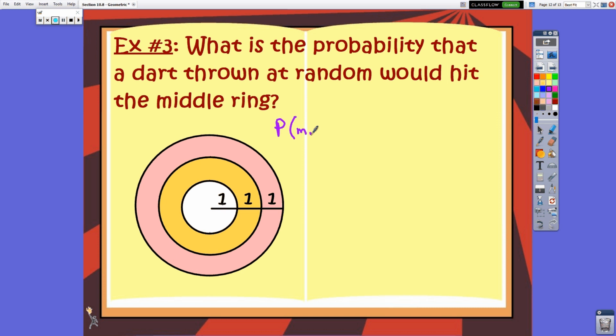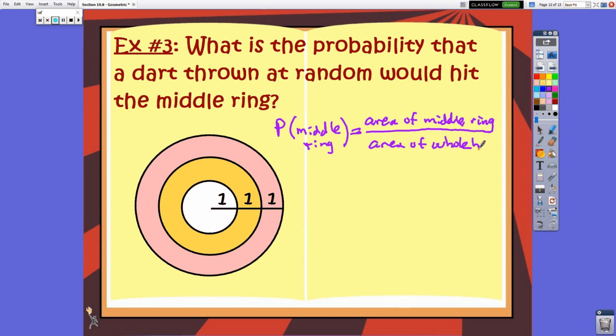The probability of the middle ring. And I'm going to do this kind of slow but steady here, okay? So I would need to find the area of the middle ring. And we'll talk about how to do that here again. And we would divide that by the area of really the whole board. Well, what shape is the whole board? Well, it's a big circle. Okay, and it's got a radius of what? It's got a radius of 3. So we can easily find this denominator piece. It's going to be that numerator piece that's going to take a little bit of work.